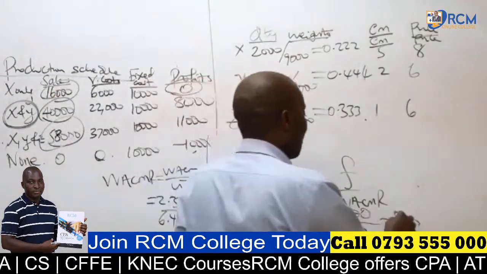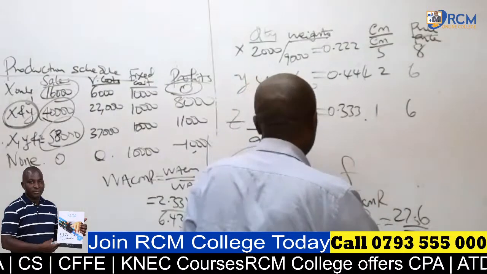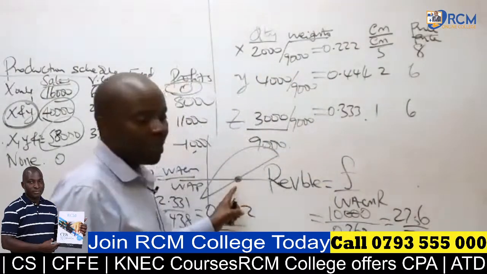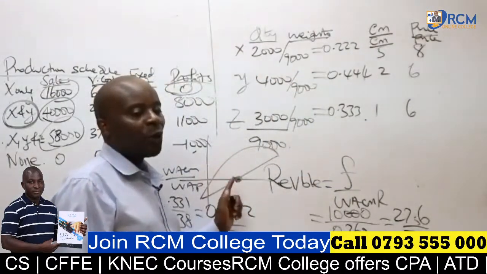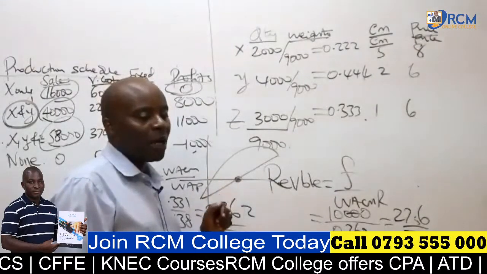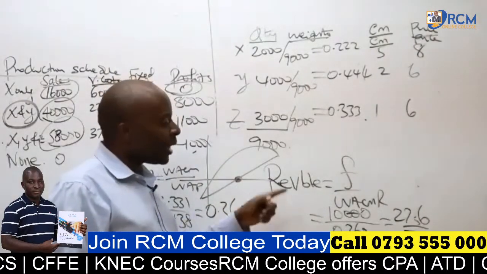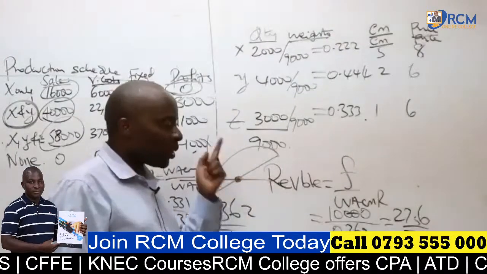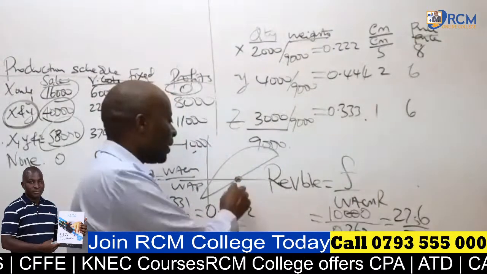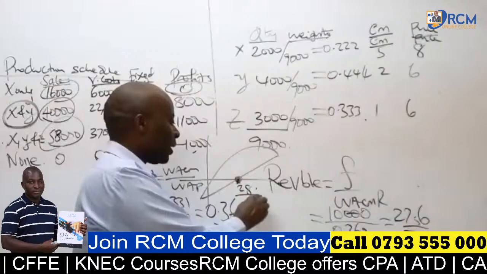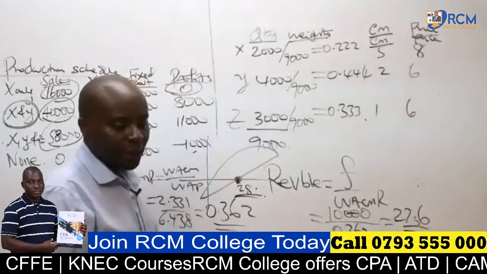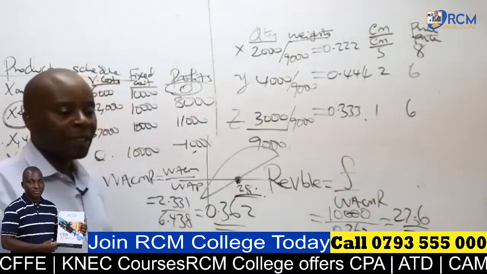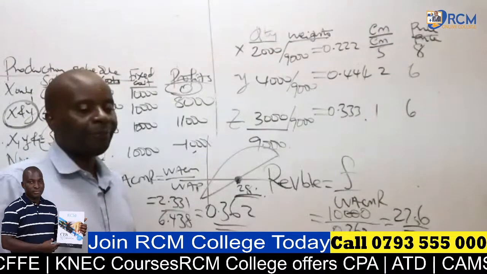So 27.6. If I write 27.6 here, the examiner will know that I cheated. The examiner will know straight away that I used the formula. The very best, the moment I get that figure, I'll round it in my head and just cheat the examiner here that the proper answer is supposed to be 28.